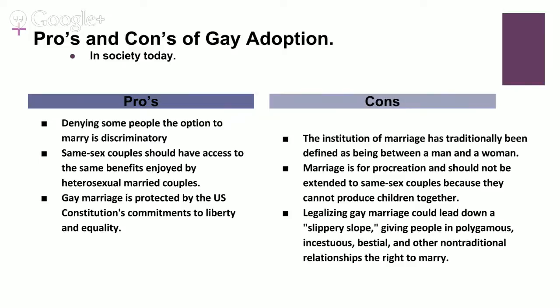Cons. The institution of marriage has traditionally been defined as being between man and woman. Marriage is for procreation and should not be extended to same-sex couples because they cannot produce children together. Legalizing gay marriage could lead down a slippery slope, giving people in polygamous, incestuous, bestial, and other non-traditional relationships the right to marry.